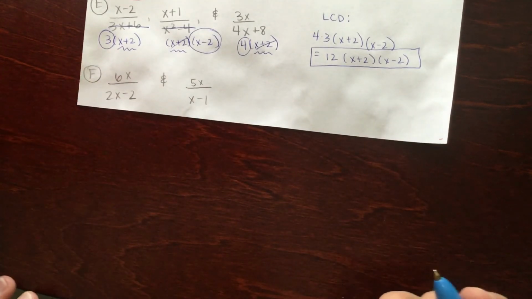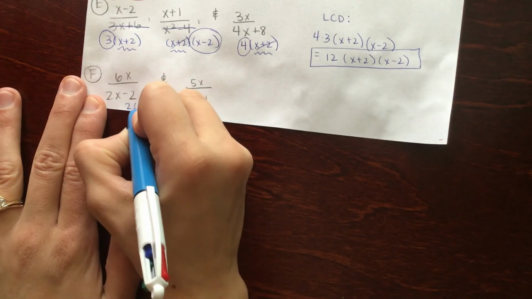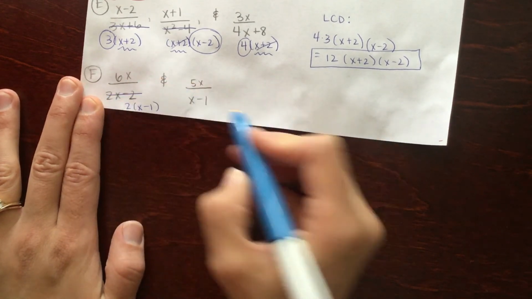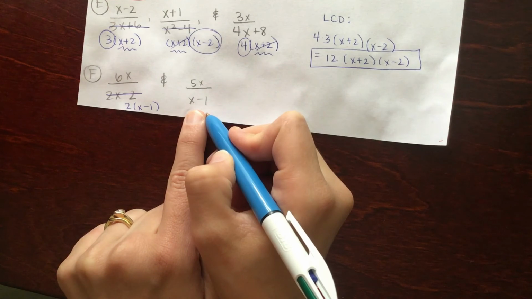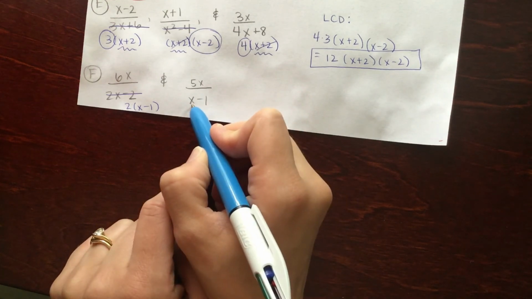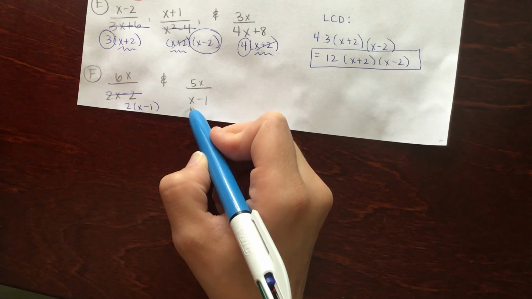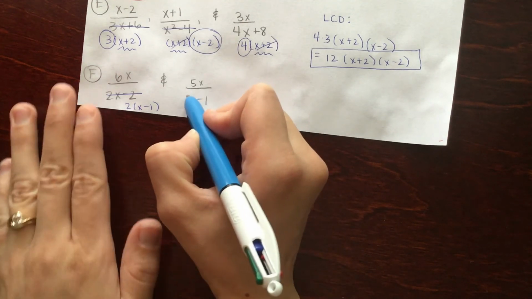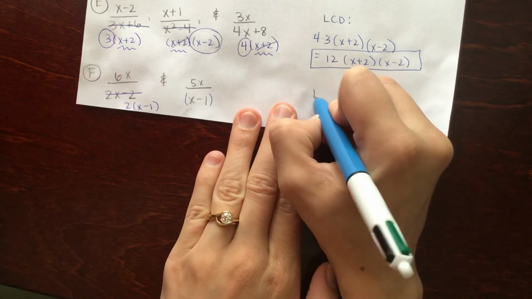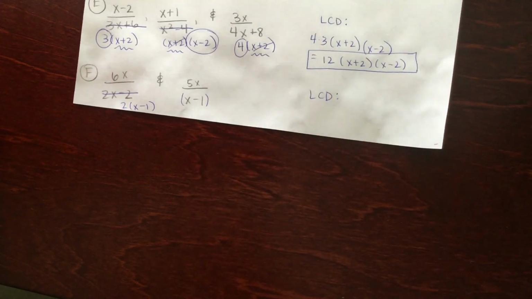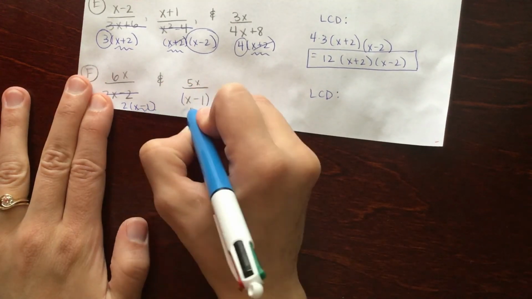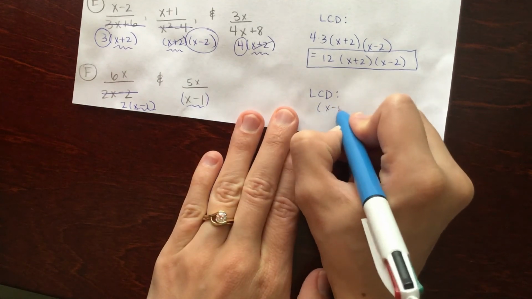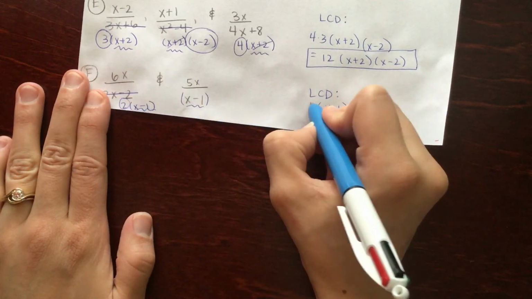Last example, let's factor. I cannot factor this because it's not a difference of squares. You can't square root x, and there's no common term to divide out front. So this is my factor. The LCD is this x minus 1 that they have in common, and the first one also has a 2.